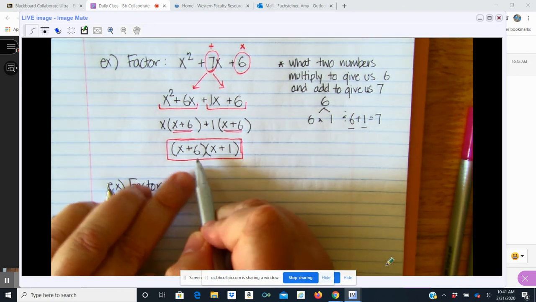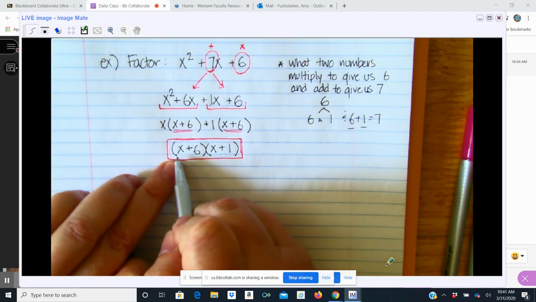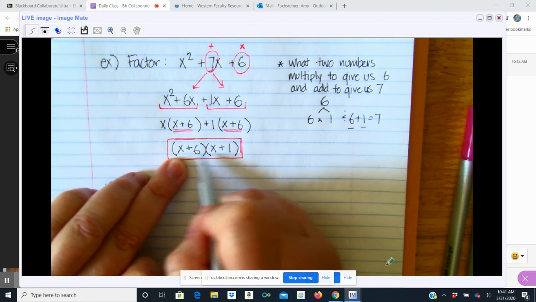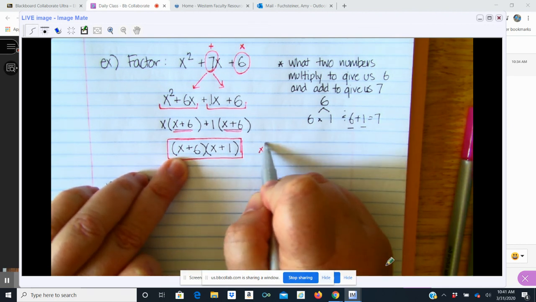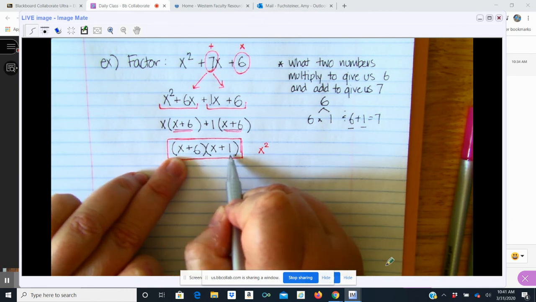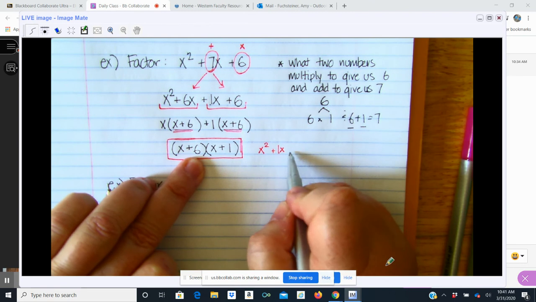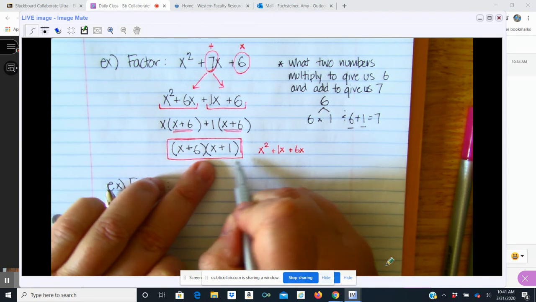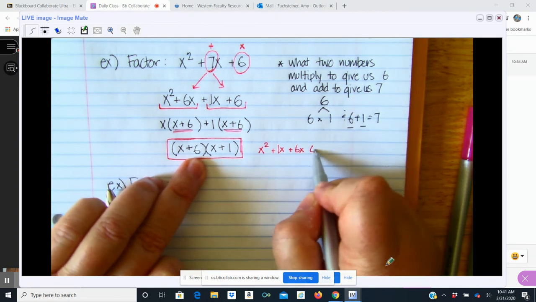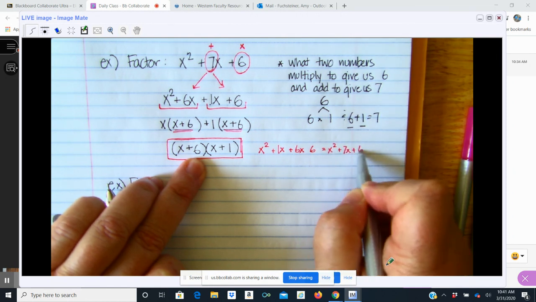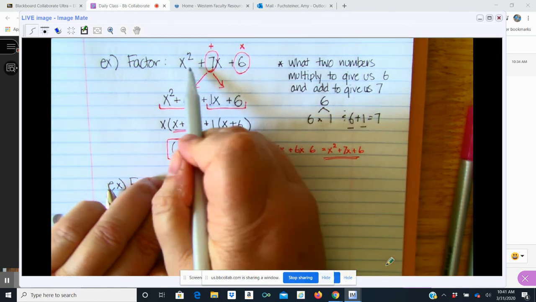Keep in mind, you can always do a quick FOIL check. If I multiply the firsts, I get an x squared. If I multiply the outsides, I get a 1x. If I multiply the insides, I get a 6x. And if I multiply the lasts, I get a 6. Or x squared plus 7x plus 6. You see how I get what I started with?